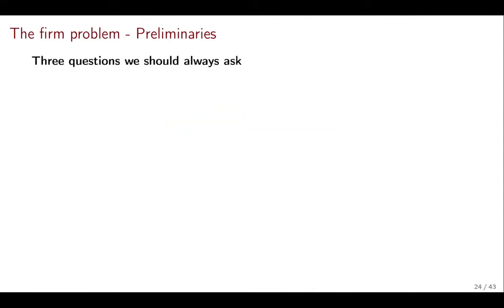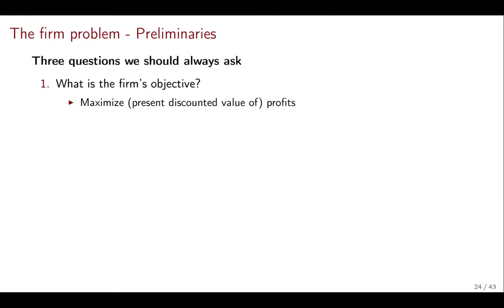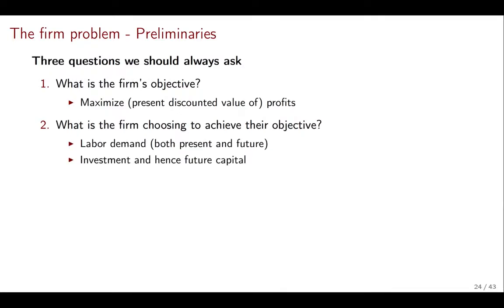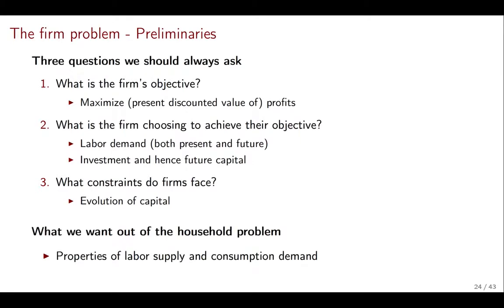So let's start. As before, let's start with some preliminaries and the three questions we should always ask. What is the firm's objective? That is, in this case, maximize the present discounted value of profits. What is the firm choosing to achieve their objective? Well, labor demand in this case, both present and future, but also the firm has to choose the investment and hence the future level of capital. And then finally, what constraints do firms face? Well, the firm is constrained by the evolution of capital.